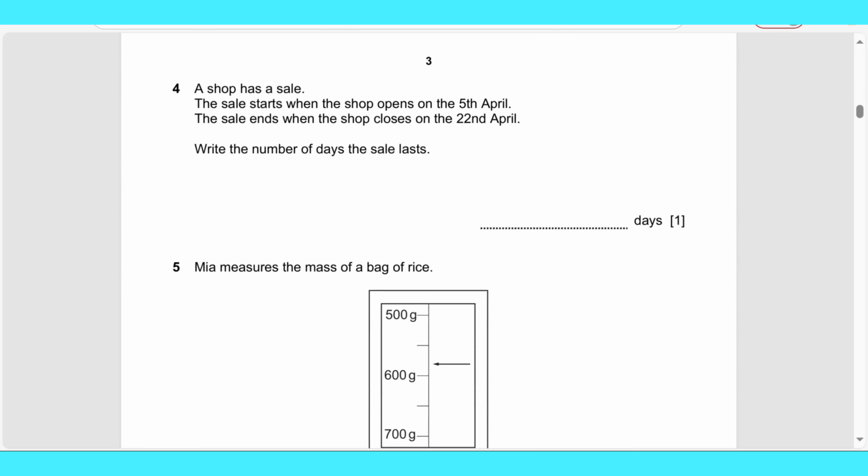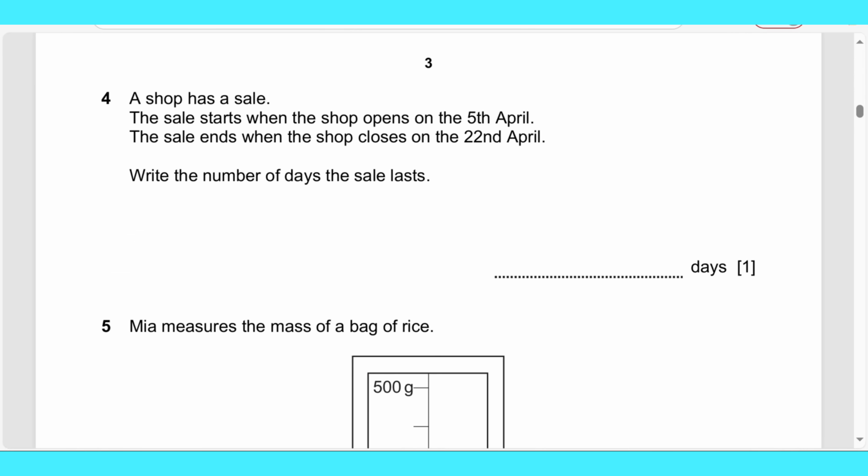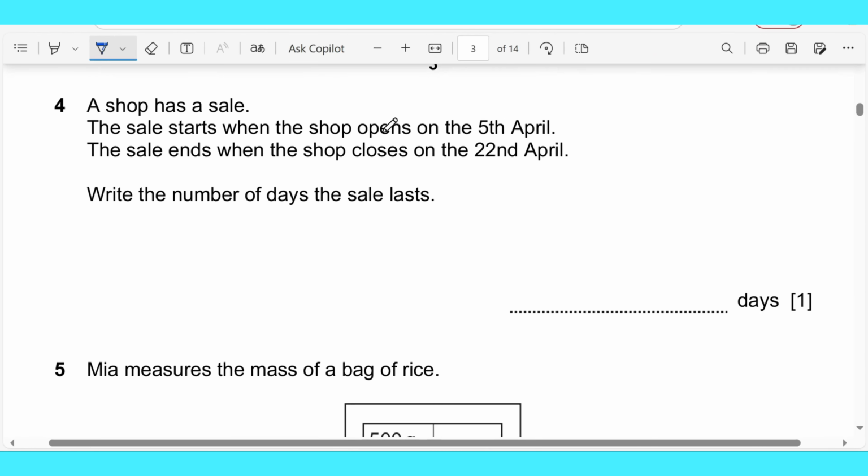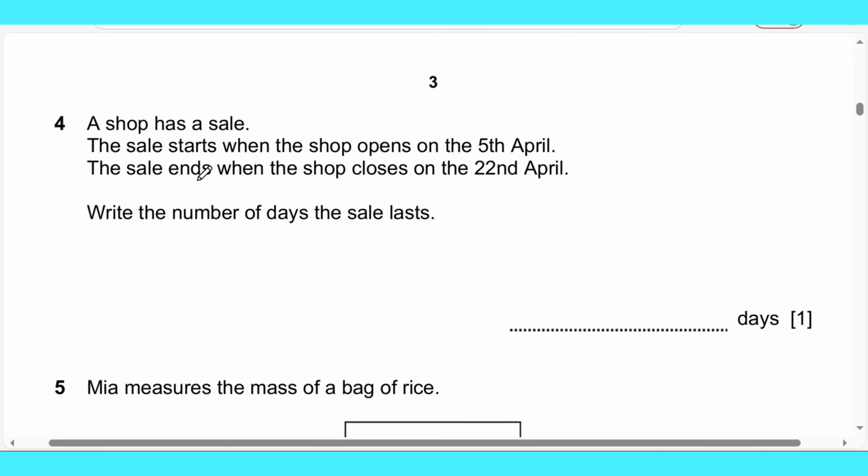Number 4, a shop has a sale. The sale starts when the shop opens on the 5th April. The sale ends when the shop closes on the 22nd April. Write the number of days the sale lasts.